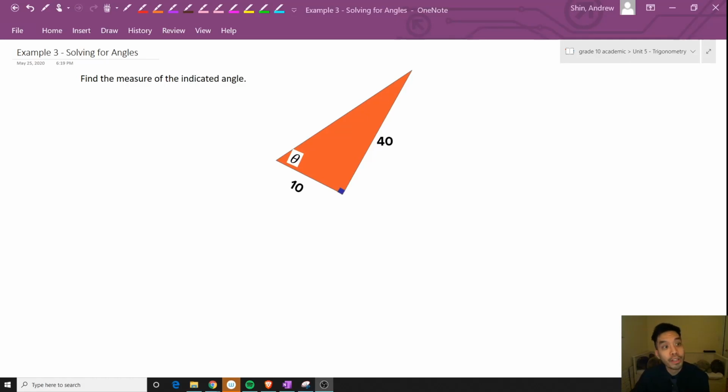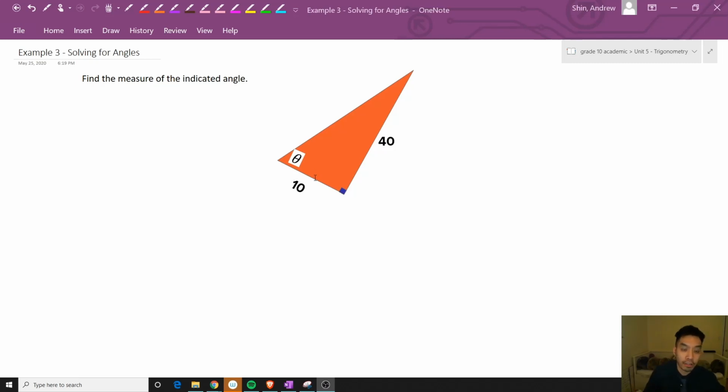All right, welcome to example 3 for solving for angles for the trig ratio tangent. Find the measure of the indicated angle. We have a triangle here where this is 40 and this is 10. So already I can take a look at this logically and say that this opposite here is 4 times bigger than the adjacent. So apparently we're going to have to find out what angle has the opposite 4 times bigger than the adjacent. Okay, so that's my initial look.